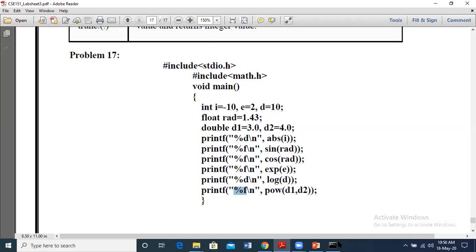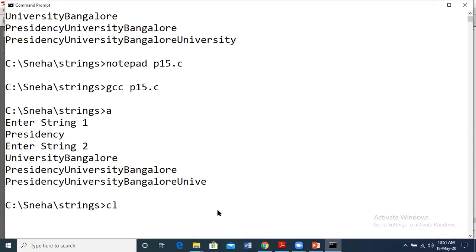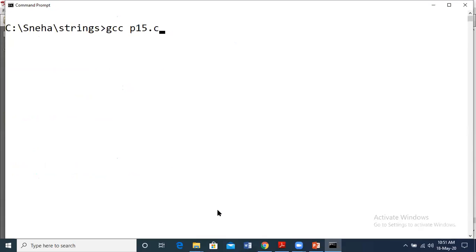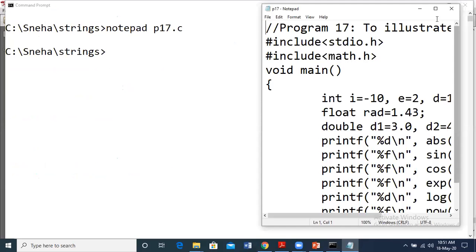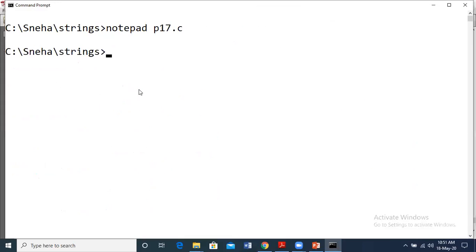So let's see the execution. Can you see the command prompt? Yes, ma'am. So I'll just clear this. So we have program number 17, right? So we have other functions. If you want, you can include some more, tan as I told you, and log10 of all the functions. If you want, you can include square root, etc. Right? So I will just execute with this for now.